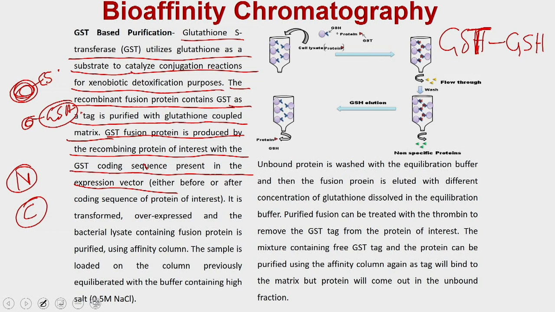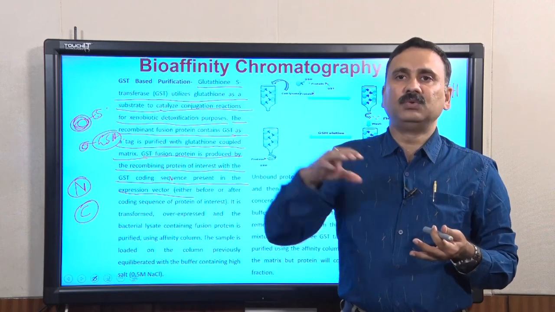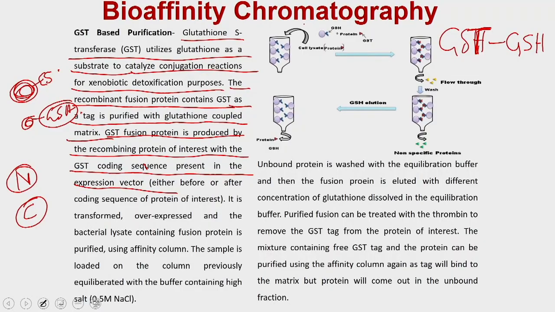So you will transform this fusion protein which contains the GST either on the N terminus or the C terminus, and then you will overexpress the protein, take the protein lysate and pass it through the column. Once you pass the lysate through the column, you are going to have the GSH coupled onto the beads, and the protein is going to have the GST as a tag. The protein containing the GST tag will go and interact with the GSH present on the beads, and that is how your protein is going to bind.